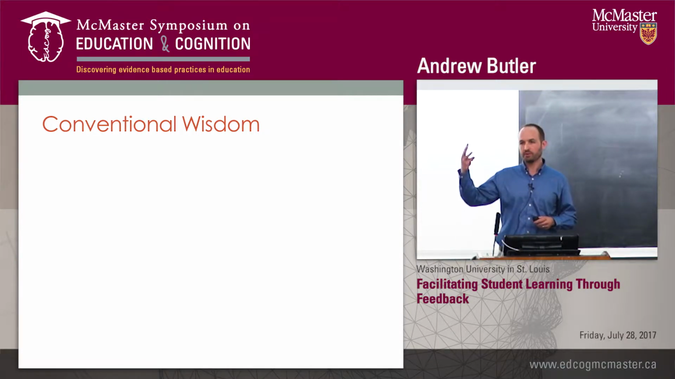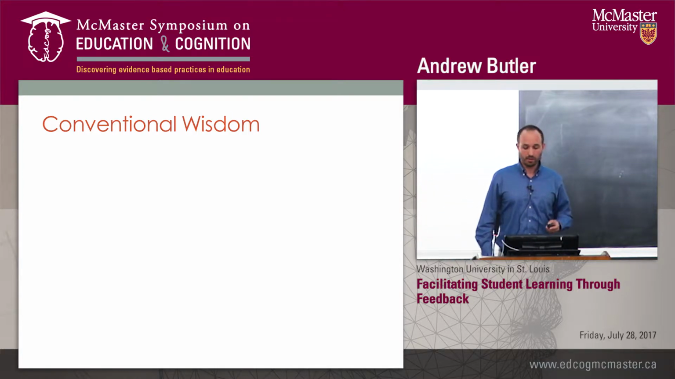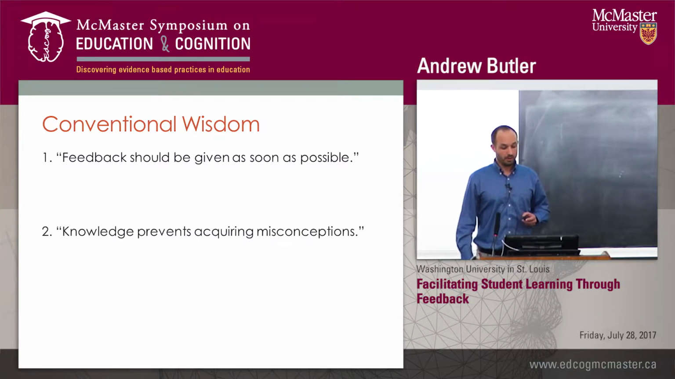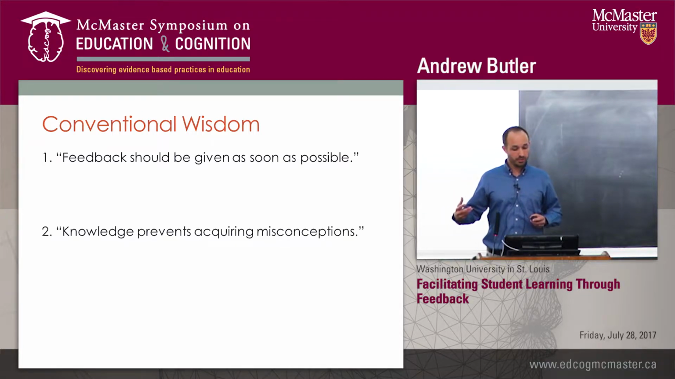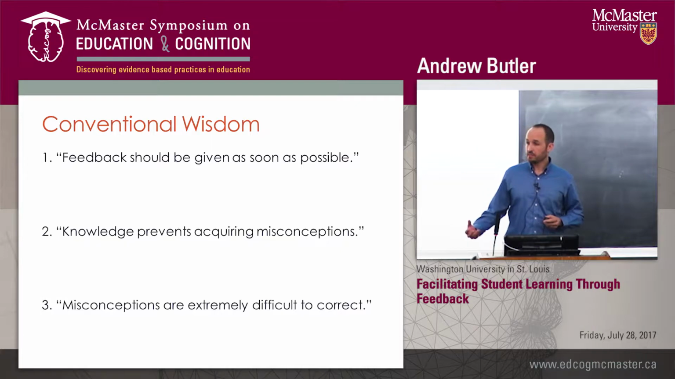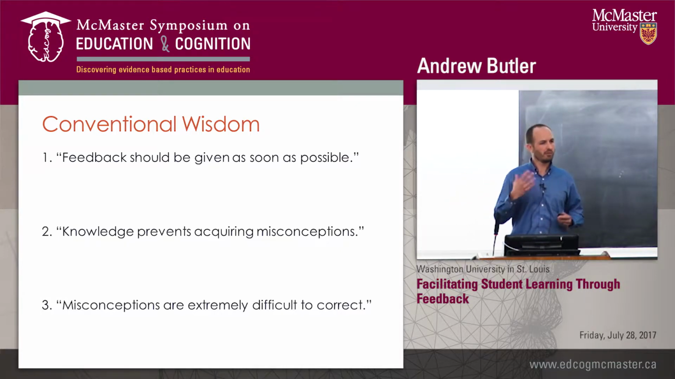Okay, I've got 3 pieces of conventional wisdom that I think are, and you can argue with me, I'd be happy to be argued with, pretty widely accepted within education. Here they are. Feedback should be given as soon as possible. When a student has knowledge, it can prevent them from acquiring a misconception. And finally, misconceptions are extremely difficult to correct. So we're going to go through these and evaluate what we think about them.